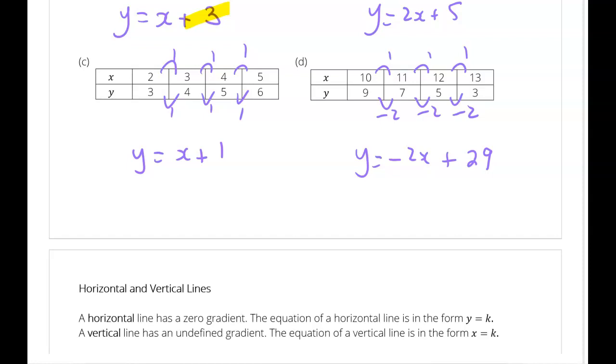And then check that with another point. Try it with 13. -2 times 13 is -26. I add 29 and it gets me to 3. So that's how you can check to see if you've got that right. Any questions about that? No. All right, that should be nothing new to you anyway.